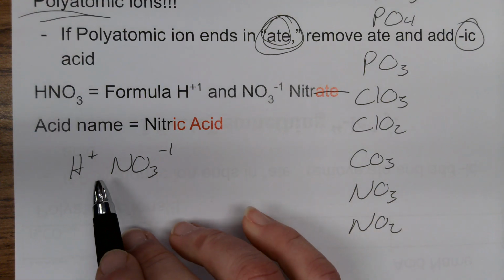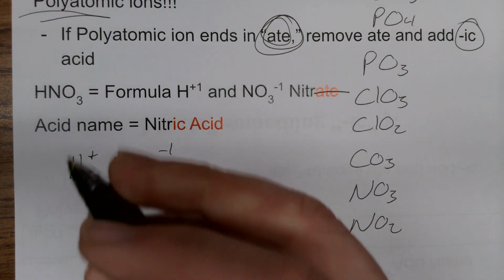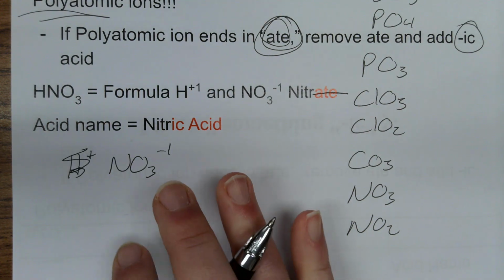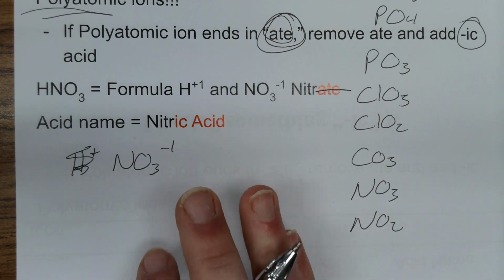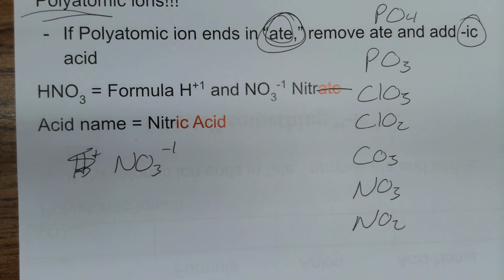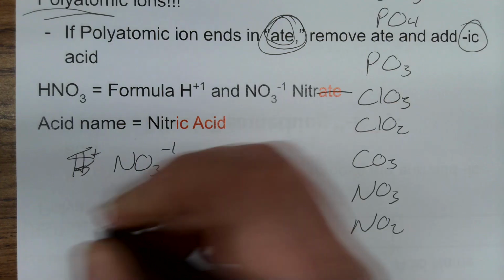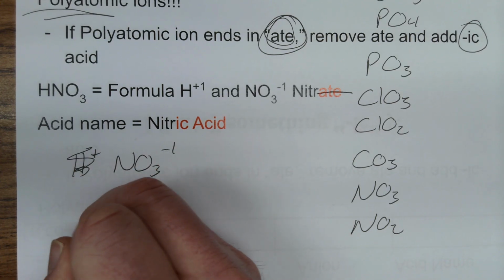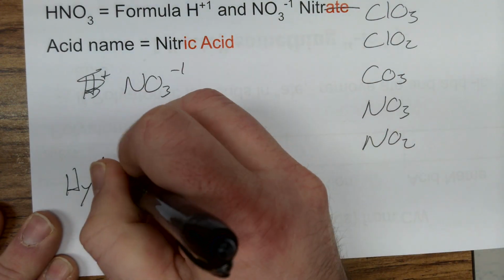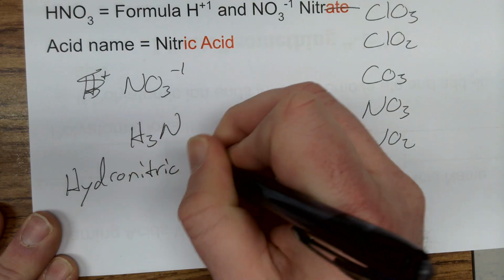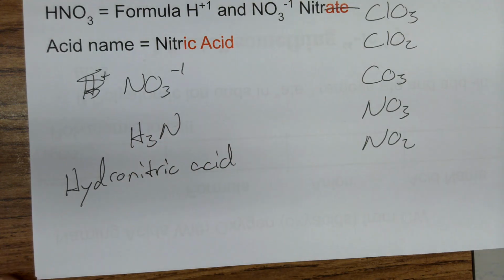So remember, the hydrogen never gets wrapped up in the name because every acid has a hydrogen. It would be redundant if we went hydrogen nitric acid. And if I said hydronitric acid, I'm saying H3N.